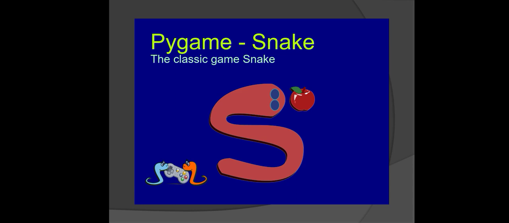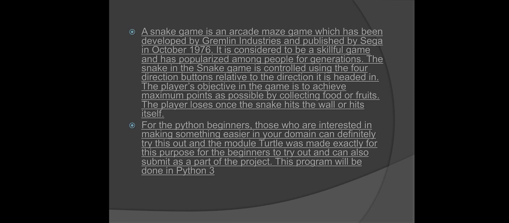Python Snake, the classic game. A snake game is an arcade maze which has been developed by Gremlin Industries and published by Sega in October 1976. It is considered to be a skillful game and has been popular among people for generations.